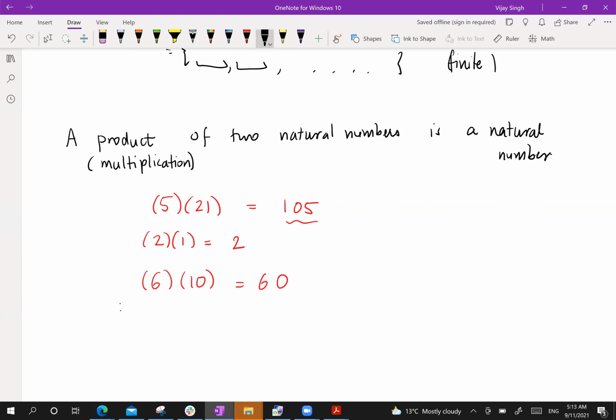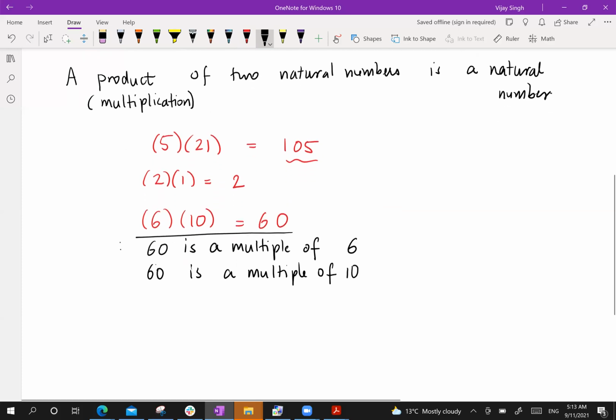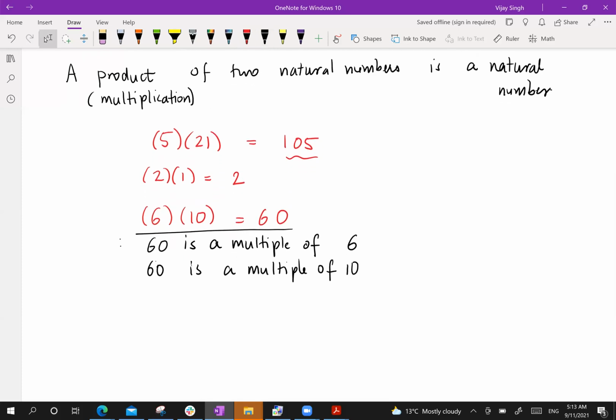So in this case, let's develop some more vocabulary. We say 60 is a multiple of 6, and 60 is also a multiple of 10. From here we can also say that 6 and 10 are factors of 60. Again, we are trying to develop some vocabulary so that we can do mathematics easily.